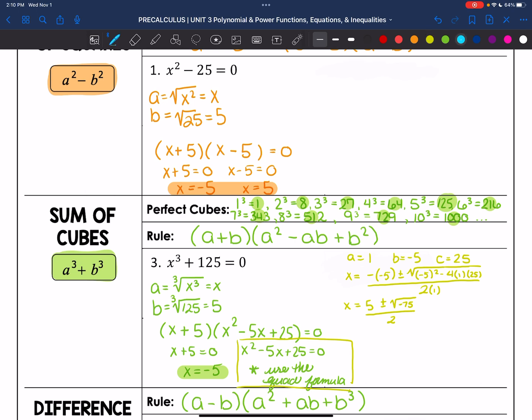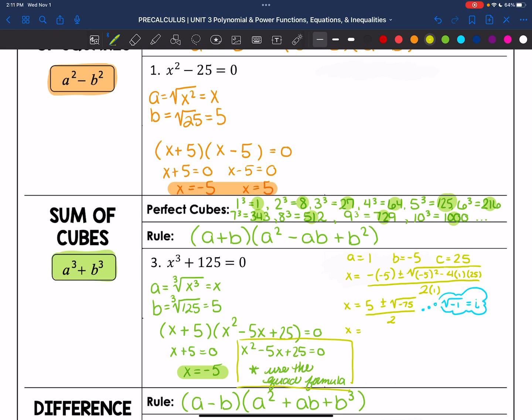Now, a little thought bubble here, because remember that whenever you're taking the square root of a -1, it simplifies to i, that imaginary unit. So we're going to want to rewrite this as x equals 5 plus or minus i. And can we simplify the square root of 75? We sure can. Let's do that before we even rewrite this.